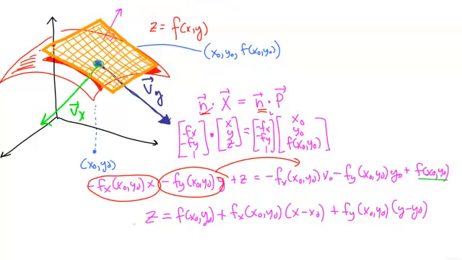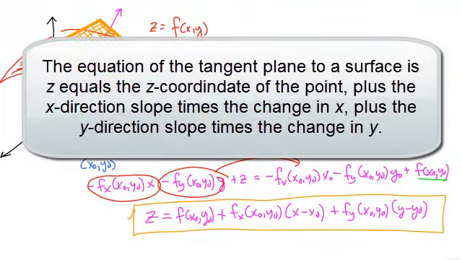And so this formula right here is actually a little bit easier to memorize. It says that the equation of the plane tangent to the function f at the point x naught, y naught is z equals the z value plus the x slope times the change in x plus the y slope times the change in y. And that's not too difficult an equation to work with. Of course, we did this purely symbolically. It might help to see it on an example.